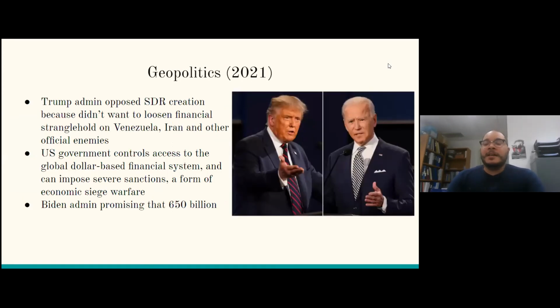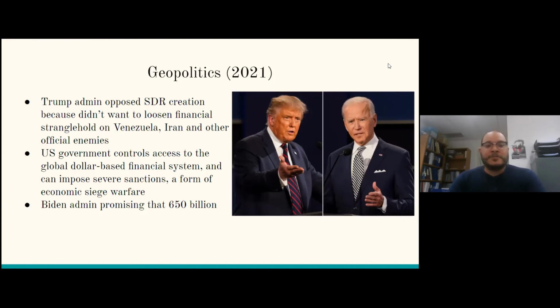This attempt to help countries in the global south deal with the impending global debt crisis was stopped by the previous administration led by Donald Trump. They opposed SDR creation because they didn't want to loosen the financial stranglehold created by sanctions on enemies of the United States, like the governments of Venezuela and Iran.